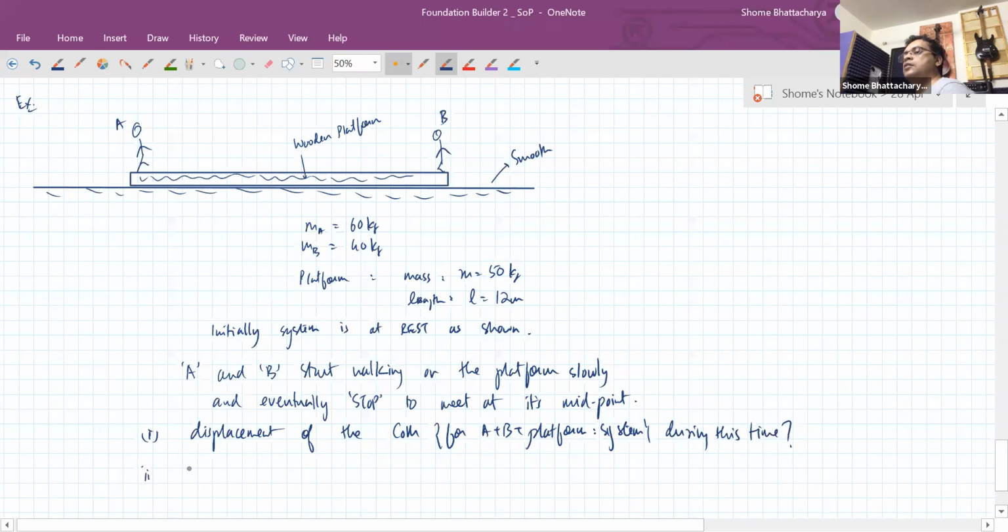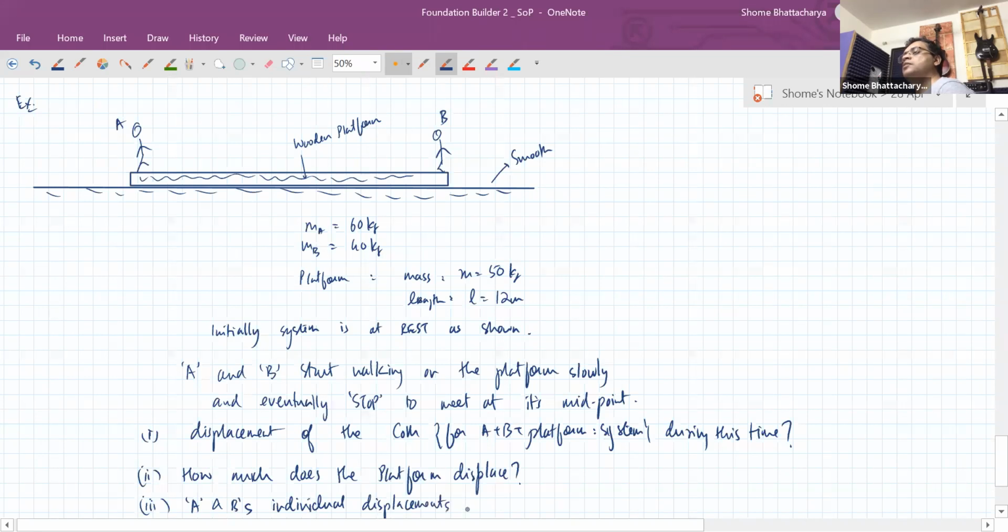And we have to calculate how much does the platform displace. And we have to calculate A and B's individual displacements. And when we say individual displacements, we mean with respect to the ground frame. Okay, so just try and work out this question, people.